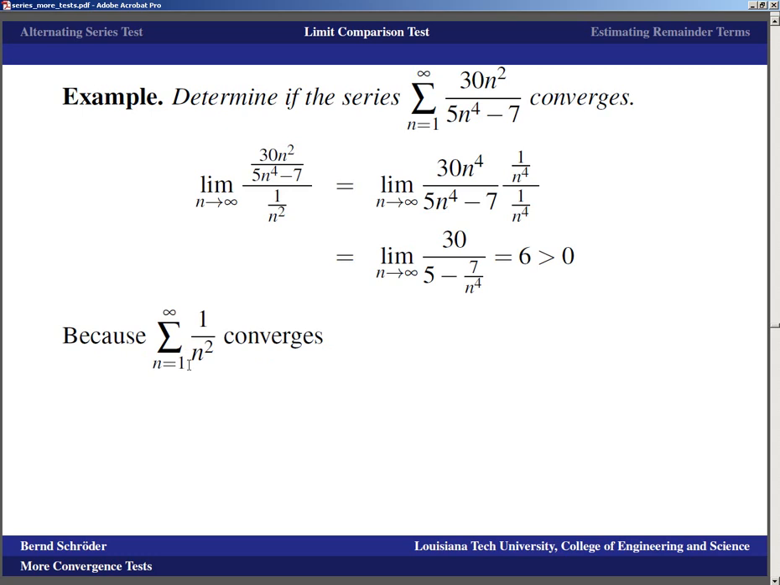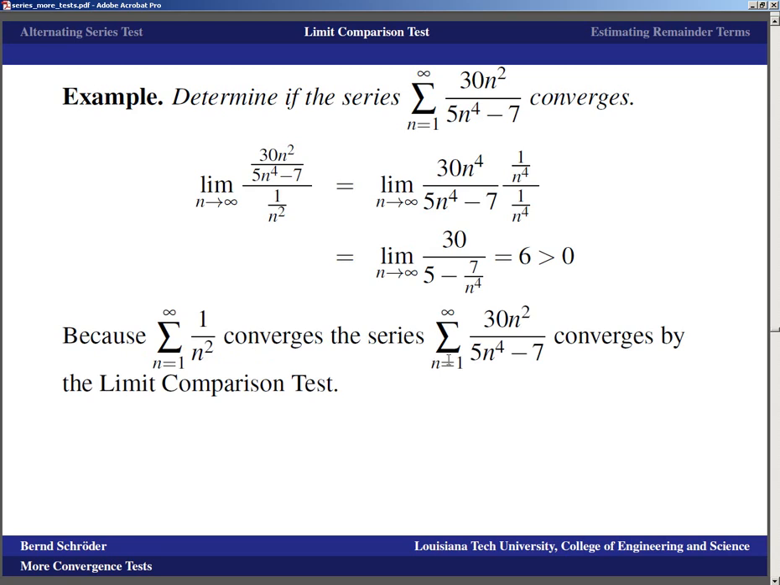And therefore, because the sum n equals 1 to infinity of 1 over n squared converges by the p-series test, the series sum n equals 1 to infinity of 30n squared over 5n to the 4th minus 7 converges by the limit comparison test. And that's how we work with the limit comparison test.